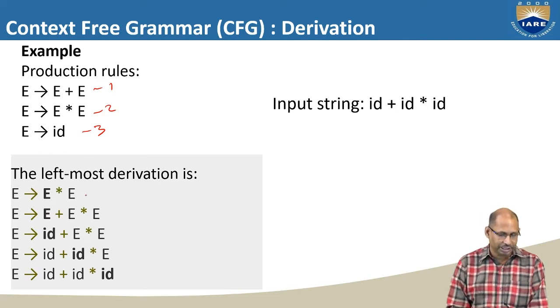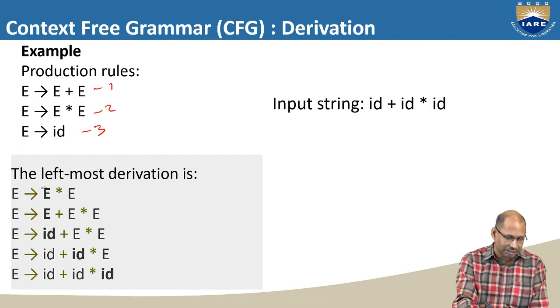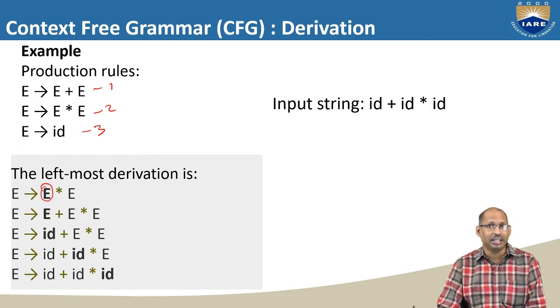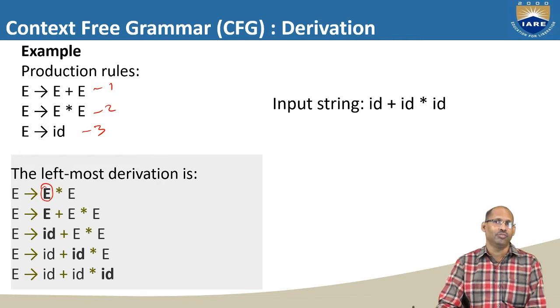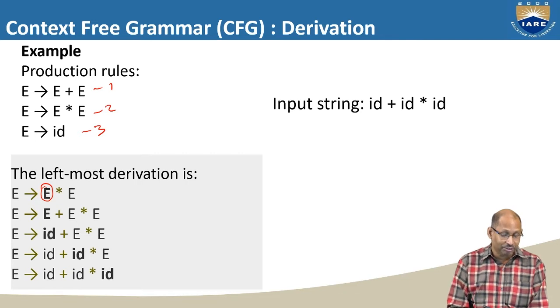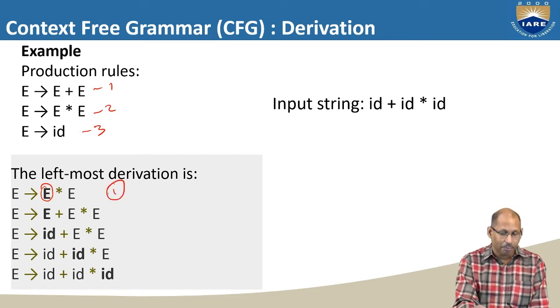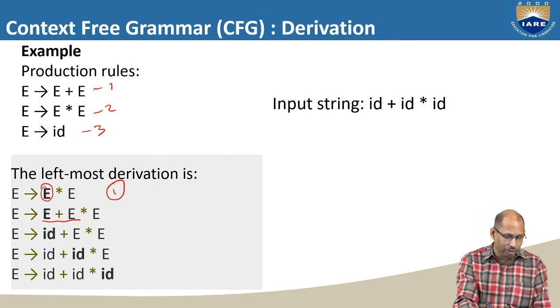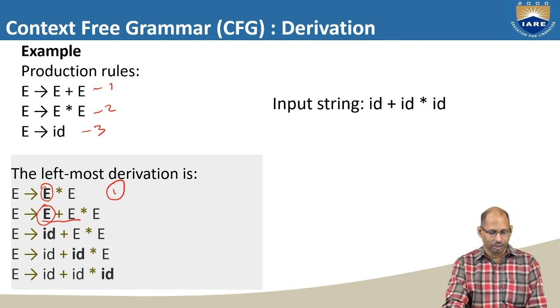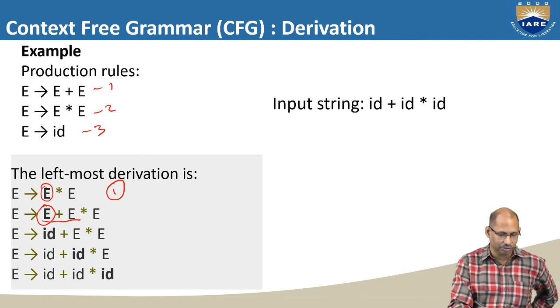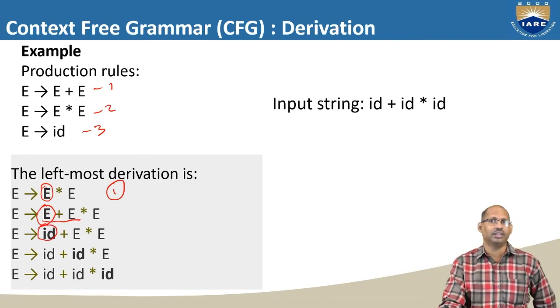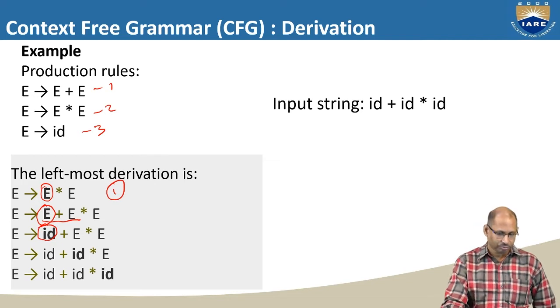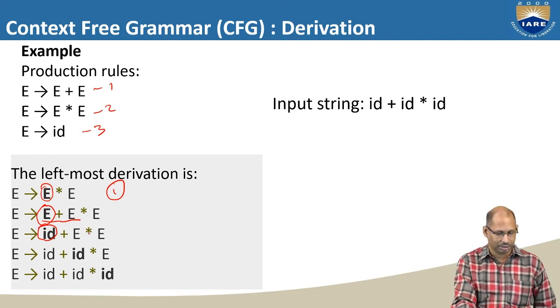Here, E into E is there. What is the leftmost? This is the leftmost. We are replacing the leftmost variable. Then, which production? We are using production number 1. By using production number 1, we are replacing E with E plus E. Then, what is the left end variable? This is the left end variable. So, for the left end variable, E gives ID, giving ID plus E.